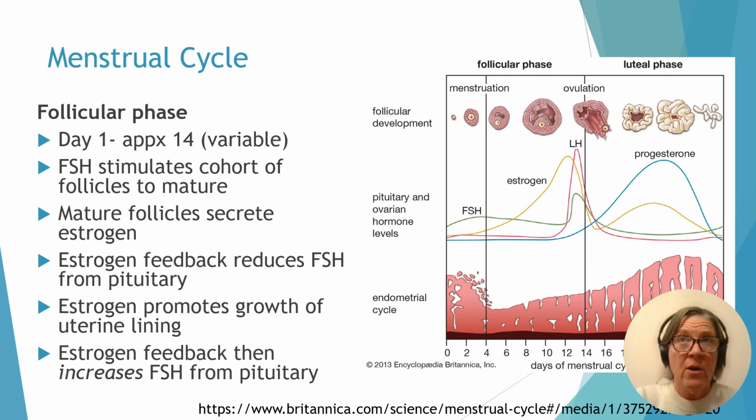And then out of this cohort, you have a dominant follicle that then secretes estrogen. The estrogen provides feedback, which then lowers that FSH level from the pituitary. And during this time, you get the growth and proliferation of that endometrial lining of the uterus in preparation for the implantation of the fertilized ova. Towards the end of the follicular phase, the estrogen feedback then increases FSH, so it turns into a positive feedback loop, and you get this large LH and FSH surge from the pituitary.